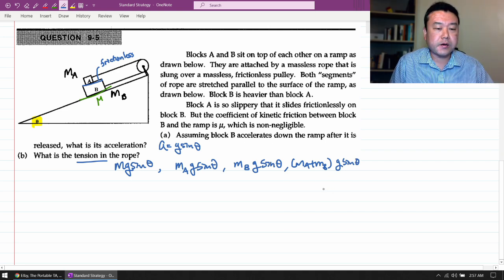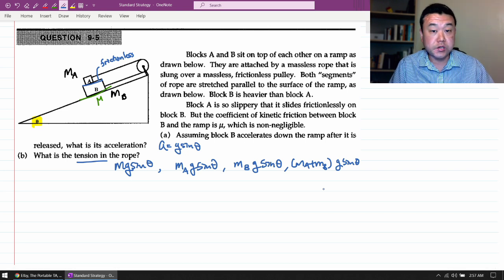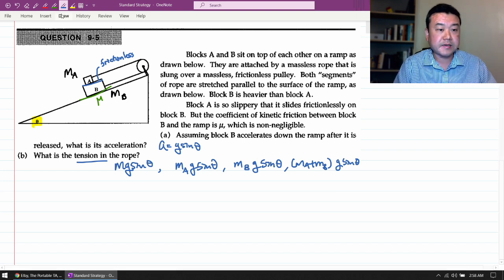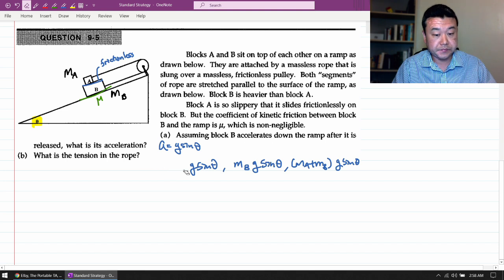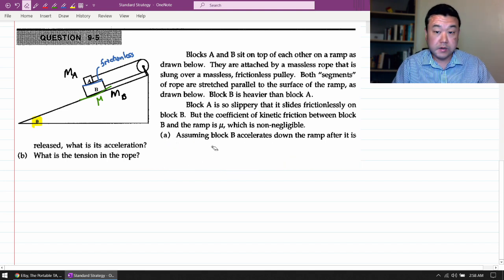So this is where the intuitive approach hits its limit. The situation is more complicated. There are infinite different things that you could guess as an answer, and the chances are your guess won't be the right answer. And this is the exact scenario that is made for the standard strategy. So let's work through the standard strategy.